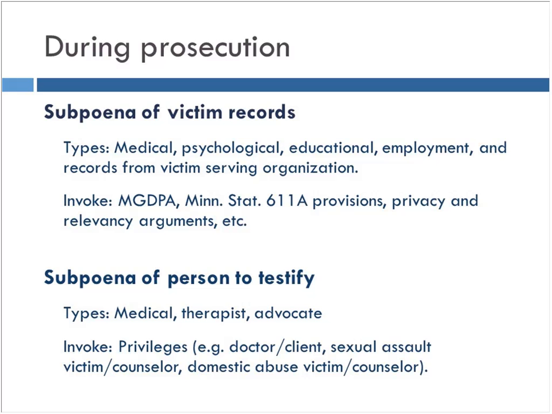There's also a person who might get subpoenaed to testify, like a medical professional, a therapist, or a victim advocate. Say you were subpoenaed to testify. What can you do to say, I shouldn't have to testify about my client? What you would do is invoke any privileges that you might have. There might be a doctor-client, a psychotherapist, and those counselor privileges, social work, all those. But there are also two privileges that apply specifically to crime victims. One is the sexual assault victim counselor privilege, and the other one is the domestic abuse victim advocate privilege. So let's look at those in turn.